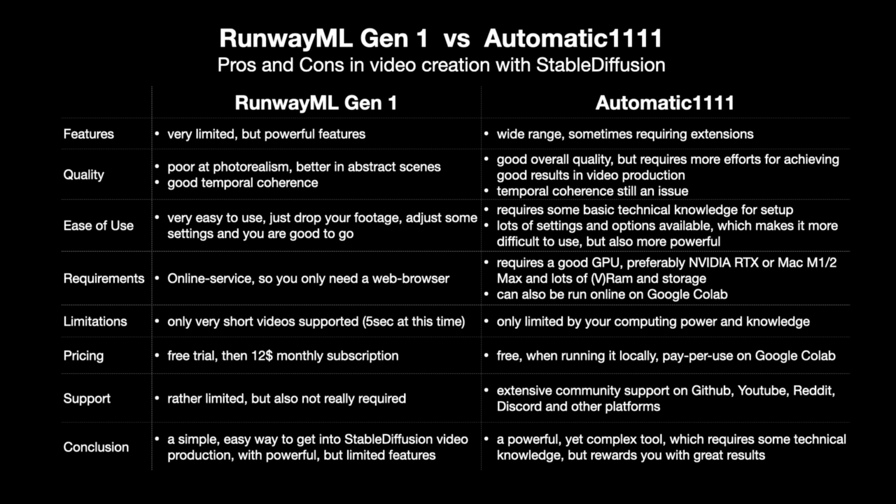If you need some support, you can get some limited help on the Runway website, but I think you won't really need it because it's really easy to use. For Automatic1111, there's already a huge online community and you can mostly get any kind of help on different platforms. Overall, I would say that Runway is a very simple, easy way to get into Stable Diffusion, but if you want to make any bigger, more serious projects, I would definitely go with Automatic1111, though it requires more efforts and knowledge to run it. Of course, this can change over time, and it's only my very own personal view.